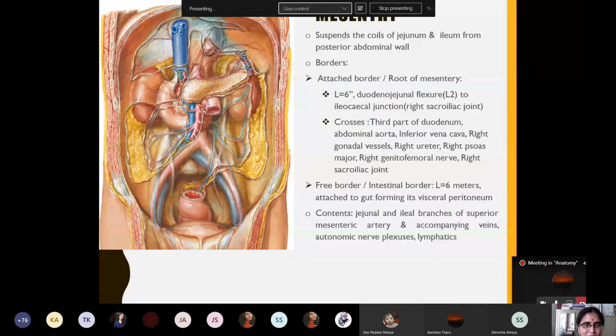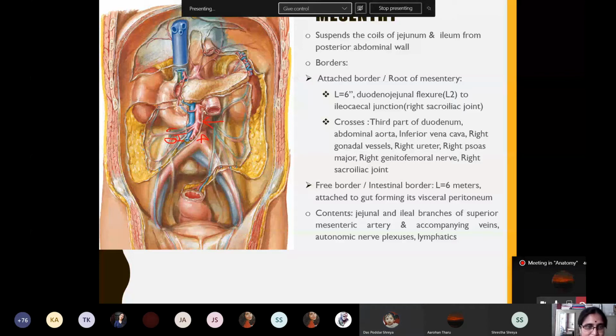What are the structures? Which part of duodenum here? This is the third part of the duodenum. Then big vessel, abdominal aorta. This is the abdominal aorta. Then this big vein, inferior vena cava. Then these vessels here. Can you see this vessel here? These are gonadal vessels. Which side? This is on the right side.